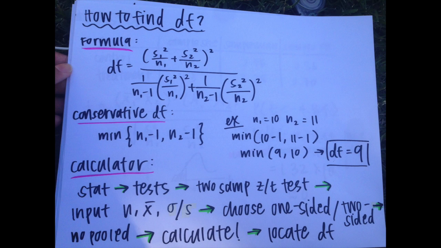How to find DF. You can use the formula which is shown, but it's really long. So you can use the conservative DF, which basically you find N1 minus 1 and N2 minus 1, and the minimum number of those two is your conservative DF. And then the third option is the calculator, which is the fastest, and the steps are shown.